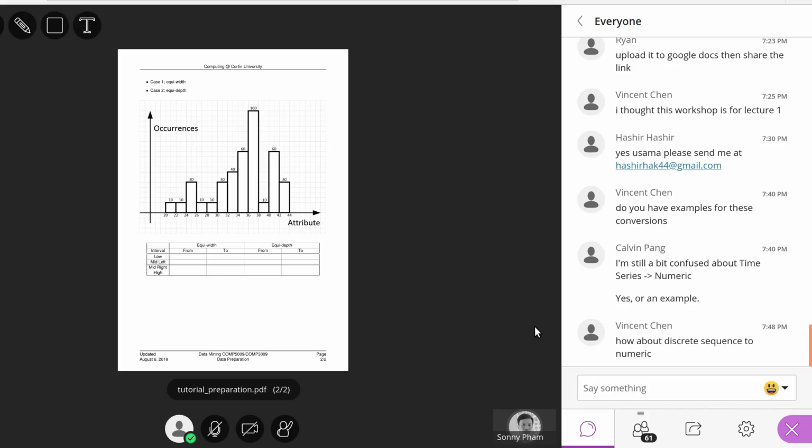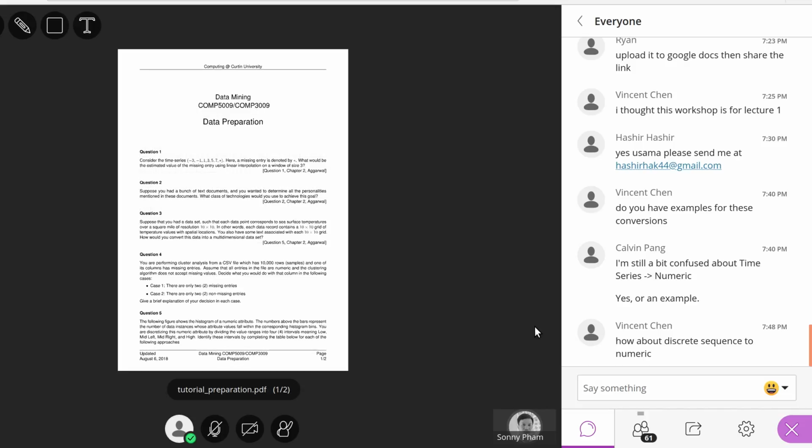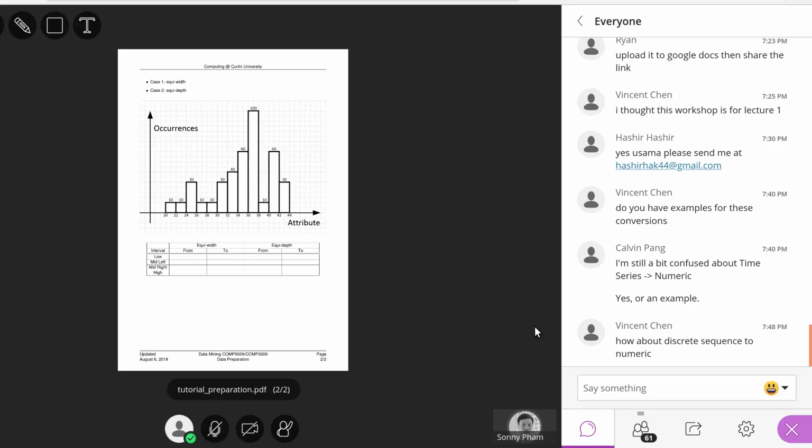Suppose that we want to convert this attribute from numeric to nominal. What we can do is divide the range into, as the question says, low, mid left, mid right, and high. The question then is, given two schemes, equi-width and equi-depth, you have to fill in this table.